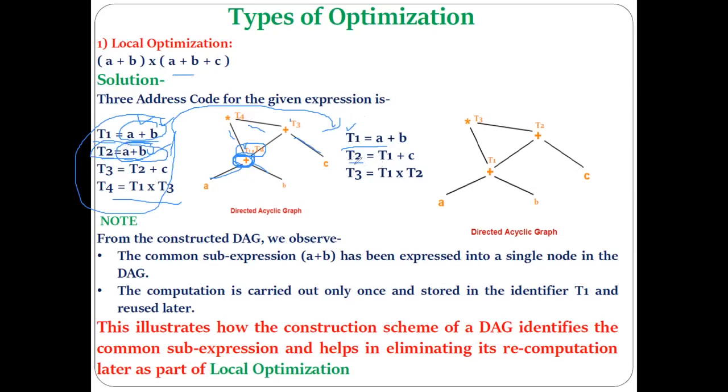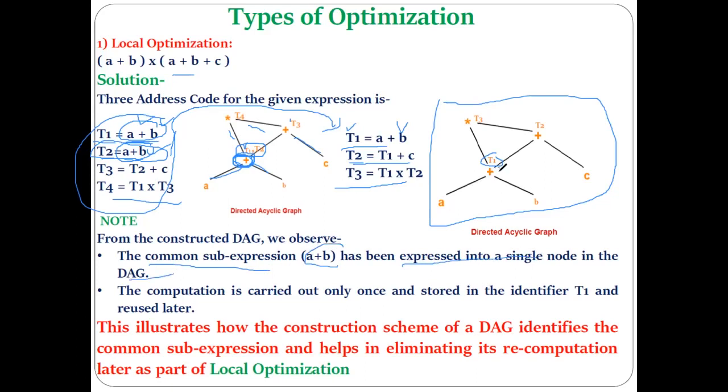No need. So T2 equal to T1 plus C, T3 equal to, and so on. Again you can see this is the modified directed acyclic graph for this optimized code. Here you can see T1 containing the result of A plus B. The common sub expression A plus B has been expressed as a single node in the DAG. Which single node? This single node.